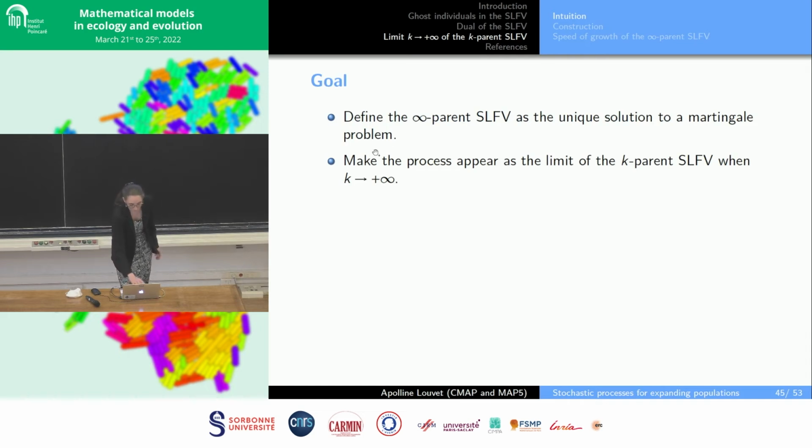So my goal was twofold. First, define what we have conjectured to be the limiting process, with the intuition of what happens, as the unique solution to a martingale problem, and also make the process actually appear as the limit of the k-parent SLFV when k goes to +infinity. So not just say that intuitively it seems to be the limit, but really have a convergence result.